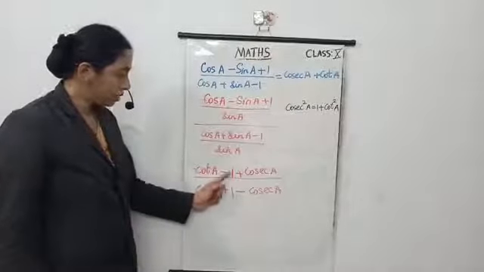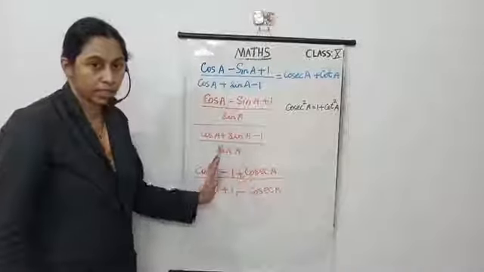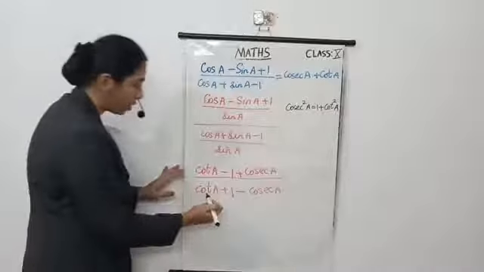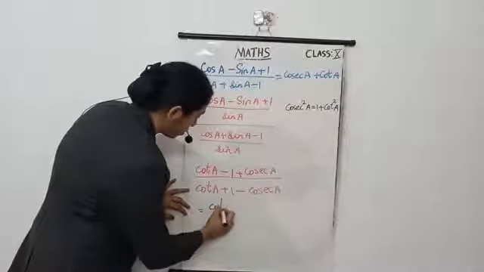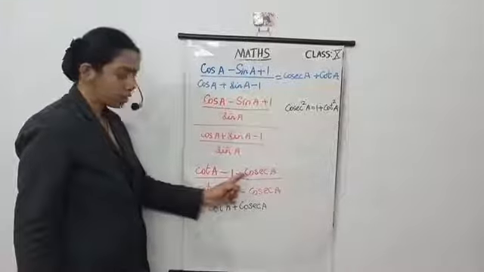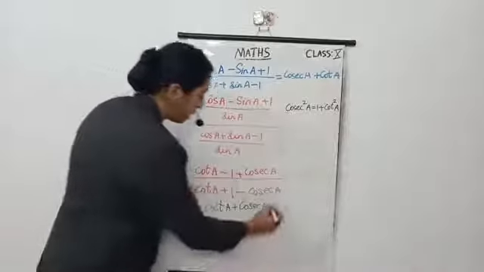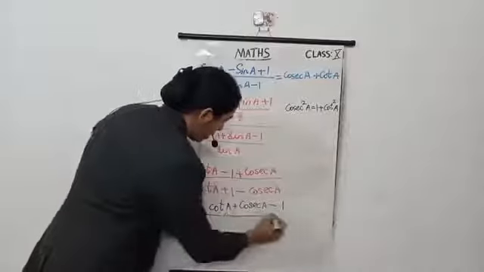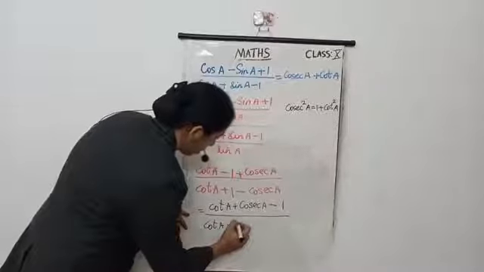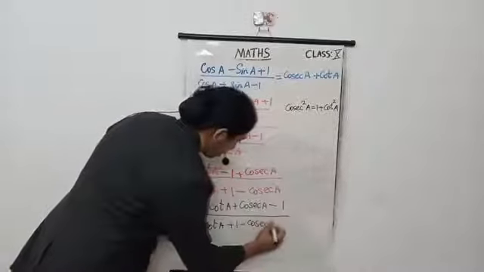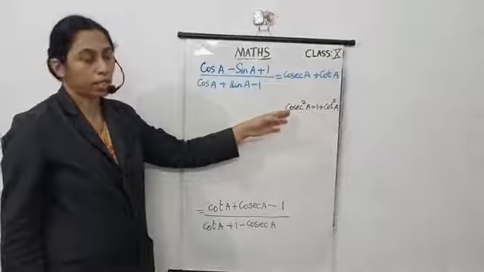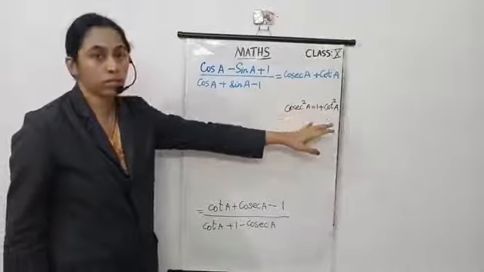Now replace these terms, just change their places. Not replace, replace means just change its places only. So this is equal to (cot A + cosec A) / (cot A + 1 - cosec A). Now in the question, use the identity cosec² A = 1 + cot² A.